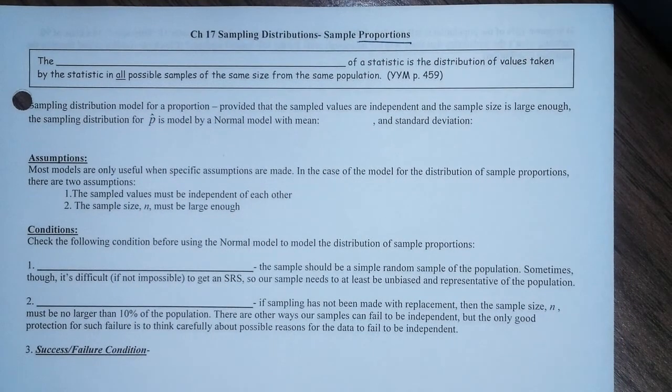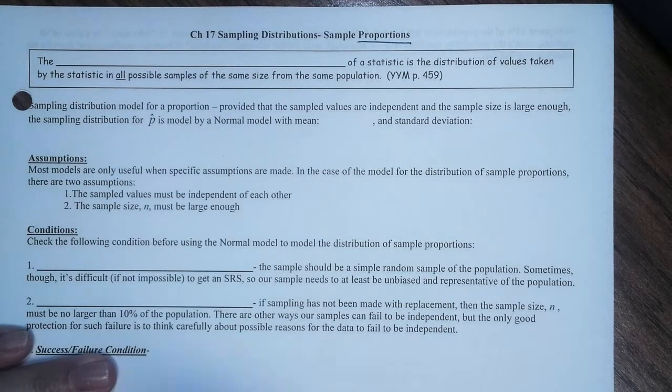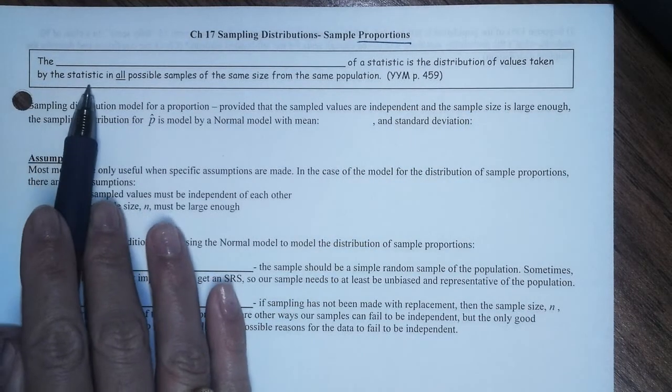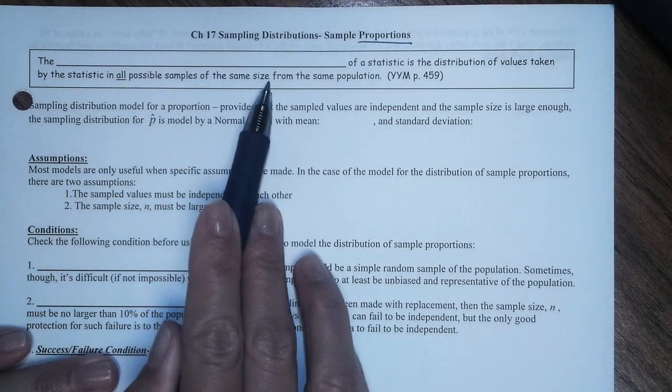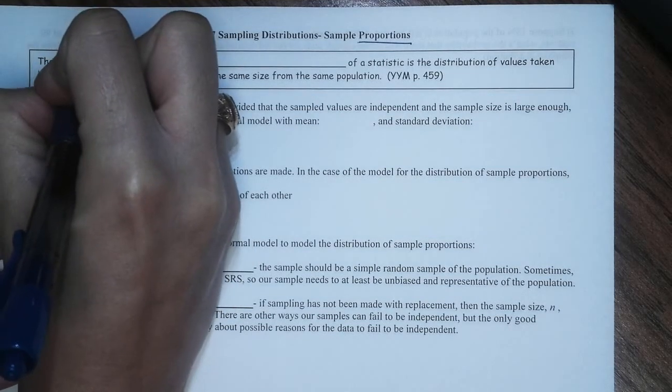So the first vocabulary word you need to know, see if you know it, fill in the blank here. The blank of a statistic is the distribution of values taken by the statistic in all possible samples of the same size from the same population. I gave you that definition last week. So if you remember it, fill it in. If not, here it goes. It's called the sampling distribution.